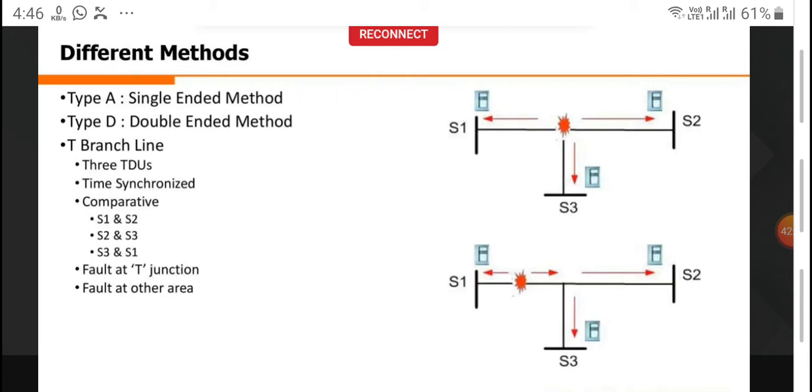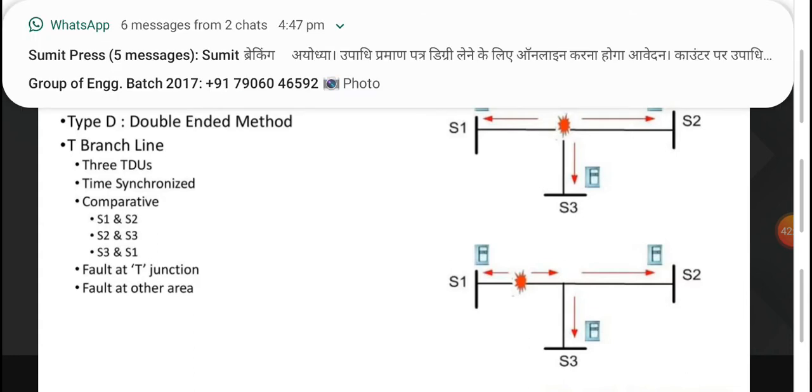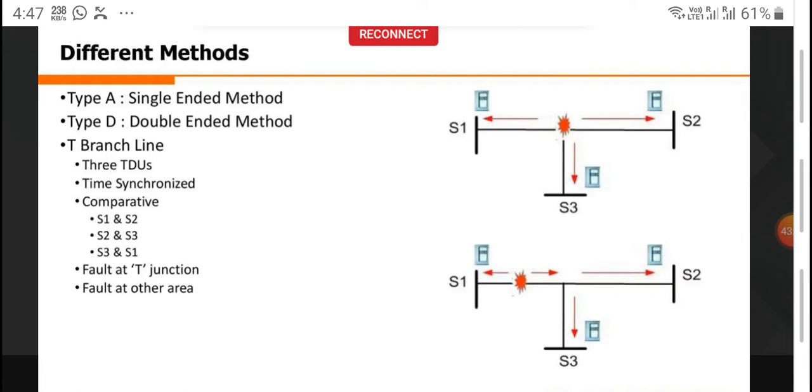Here come the T-branch configurations. As we saw, the application of this double-ended system or the traveling wave fault location system in various configurations of the line, I'll try to explain briefly how exactly the system works. As you can see, you have three terminals, S1, S2 and S3. Most of the time the line associated with S3 is just a tap on the S1, S2 line, the line between the S1 and S2 terminals. So you have three data acquisition units, DAUs for short. When I say DAU, please consider it your acquisition system or the sensing system that will be placed at your substations.